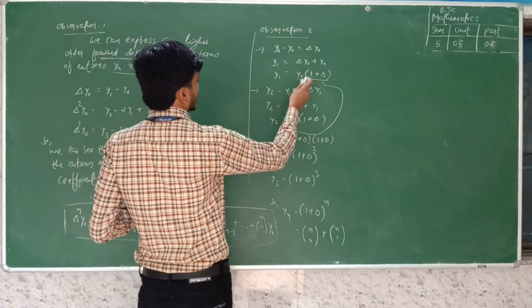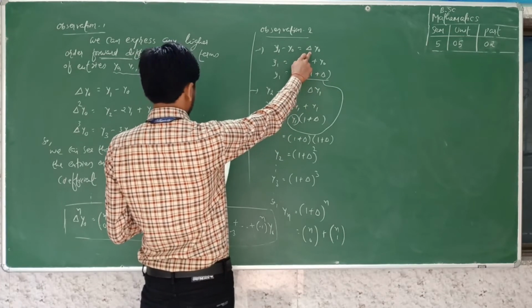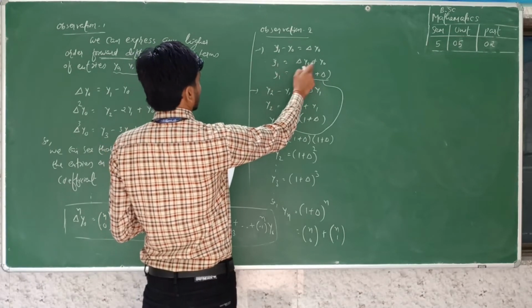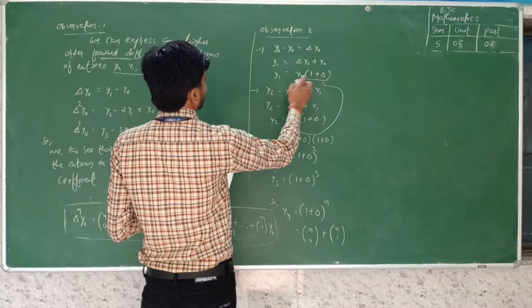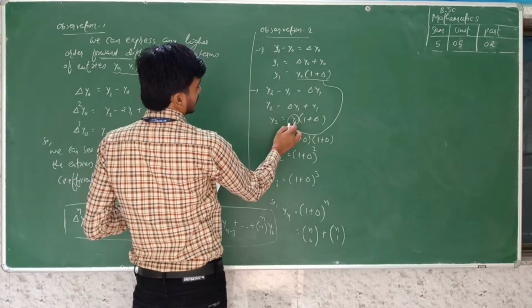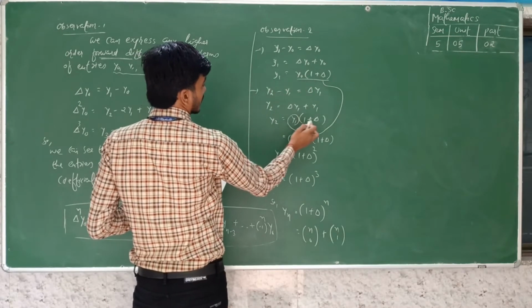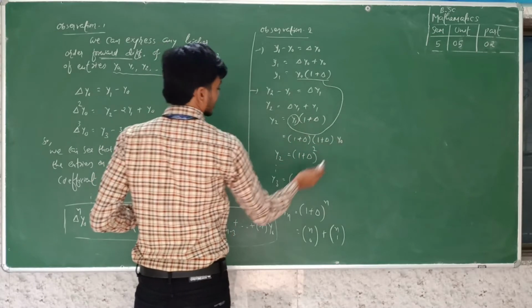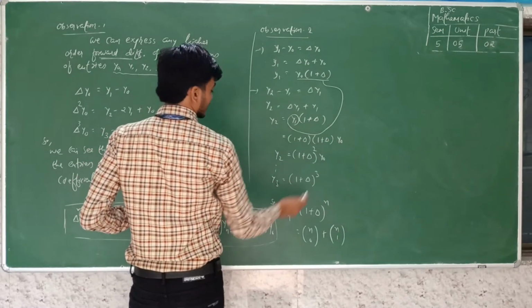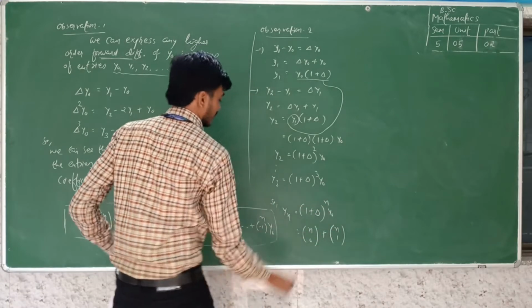Here (1 plus delta) y0 is equal to y1, since y1 minus y0 is equal to delta y0. So y1 is equal to (1 plus delta) y0. We can put this value of y1 in the next step: (1 plus delta) into (1 plus delta) y0, so (1 plus delta) square y0, same as (1 plus delta) cube y0, here with y0.